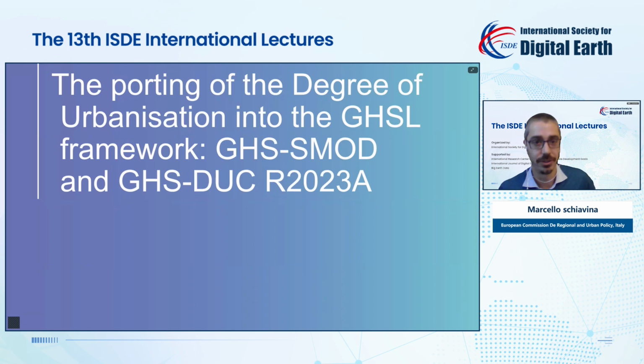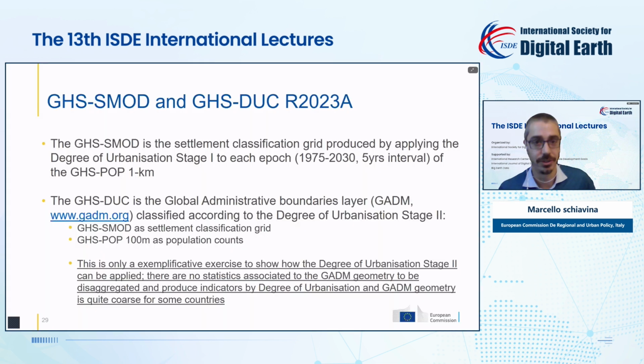We applied both stage 1 and stage 2 to the GHS-POP layer to obtain the settlement classification grid, the GHS-SMOD, and the classified territorial units, GHS-DUC. So the GHS-SMOD is the simple application of the Degurba methodology to the population grid GHS-POP 1 kilometer at each available epoch, while the territorial units are taken from the global administrative boundaries layer, GADM, by combining GHS-SMOD and the 100-meter GHS-POP, and providing classified units for all countries.